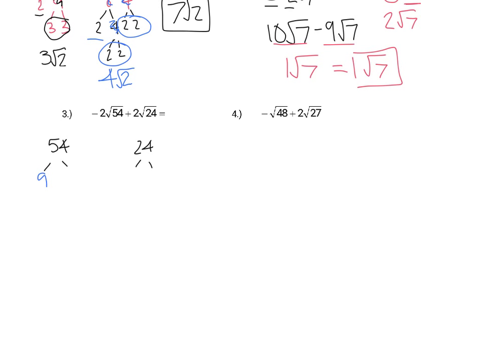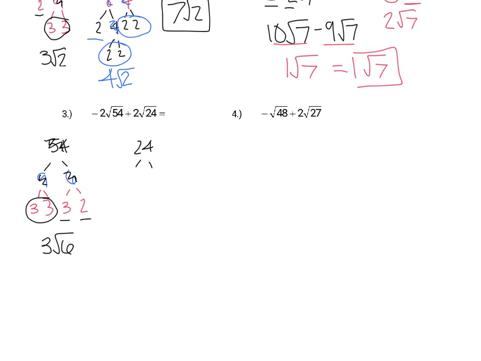54. 9 times 6. 9 breaks down to 3 times 3. And 6 breaks down to 3 times 2. Squiggle you out, squiggle, squiggle. And I got a pair of 3s, and then we got a 3 and a 2 left over. So square root of 54 becomes 3 square root of 3 times 2, 6.